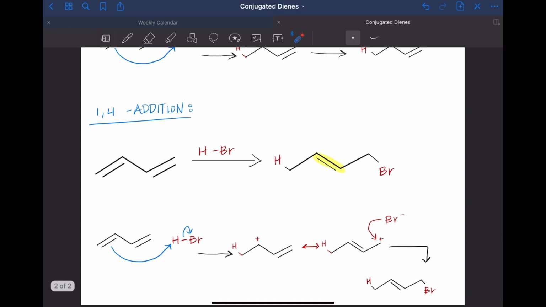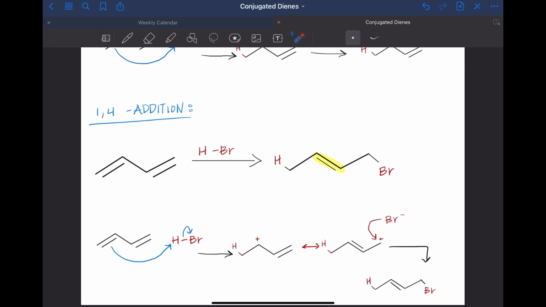Now that we've talked about our kinetic product and how that will always be the 1-2 addition, we will be talking about the 1-4 addition to conjugated dienes and how that is not always our thermodynamic product. Our thermodynamic product may be the 1-4 addition, but it can also be the 1-2 addition. And that is because our thermodynamic product depends on the double bond that we are forming, and we want to form the most stable double bond in our solution.